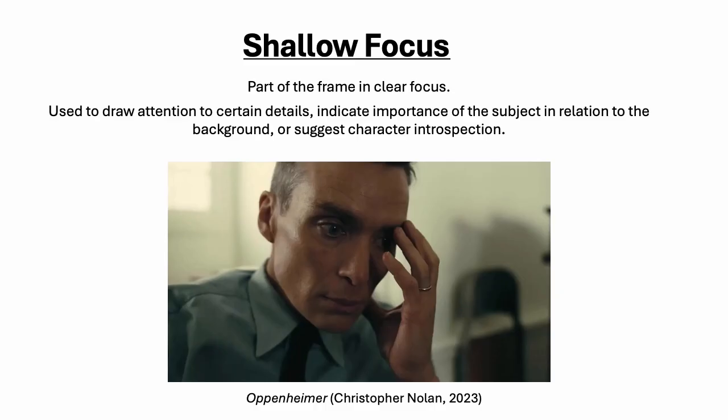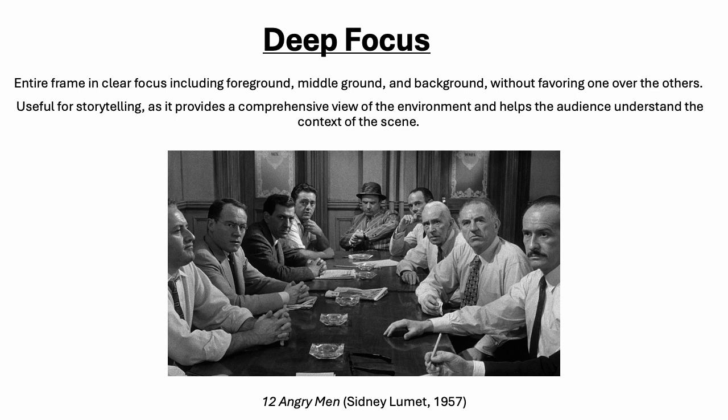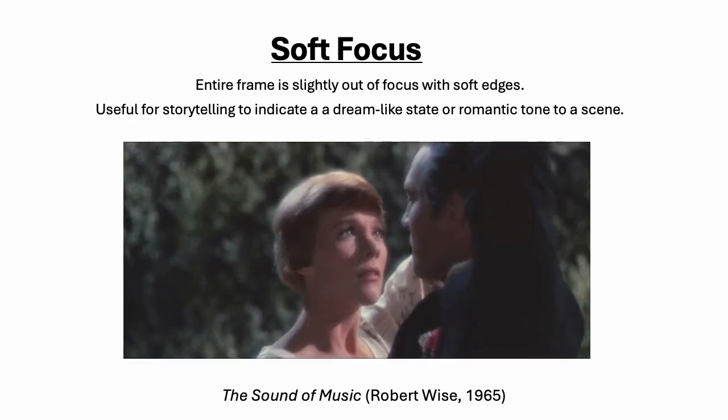Moving on to depth of field, which refers to the amount of the frame that's in acceptable focus. Now, there are different types of focus used in film, like shallow focus when a very small portion of the frame is in focus. There's deep focus when the entire frame is in focus. There's soft focus when the entire frame is slightly out of focus. And then there are special types of focus with certain attachments and lenses.